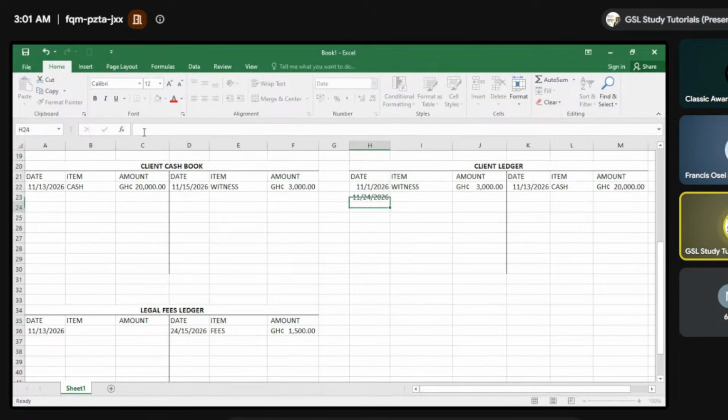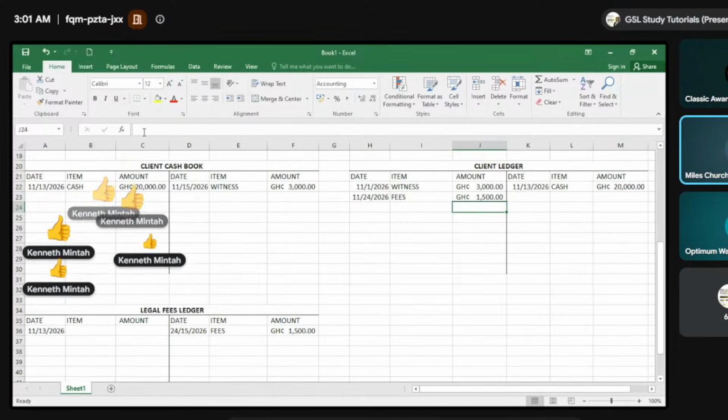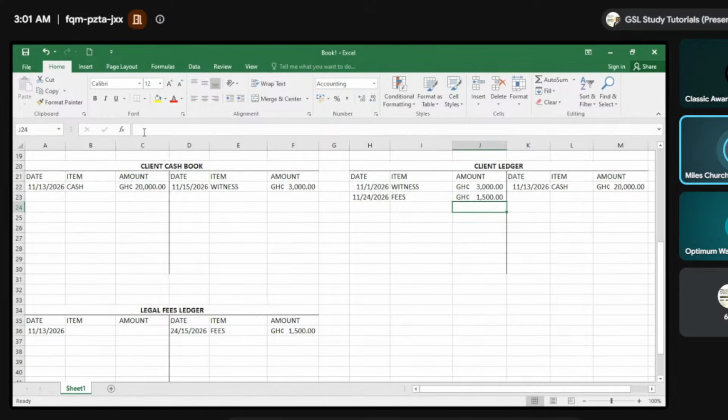Is Kenneth still with us, or Kenneth has gone to sleep? Please, are we making progress? Yes, please, can you explain why we are crediting the legal fees account and debiting the client's ledger?